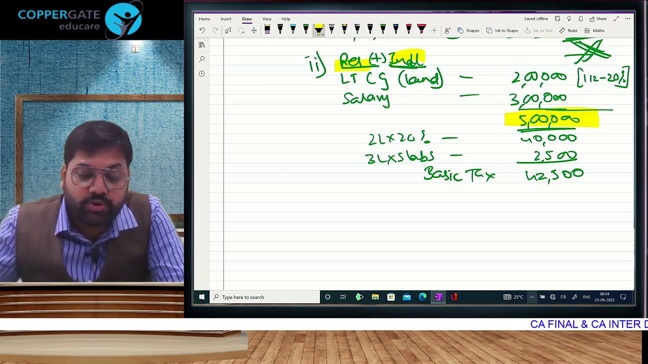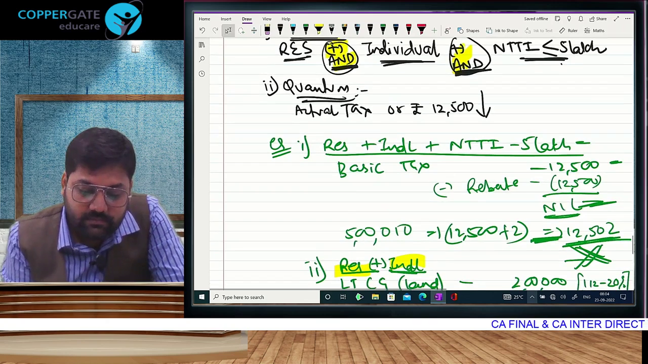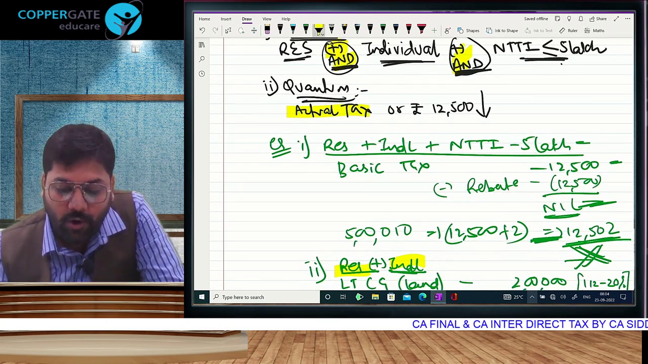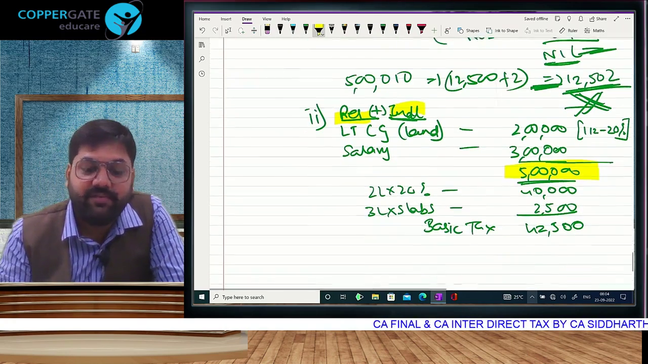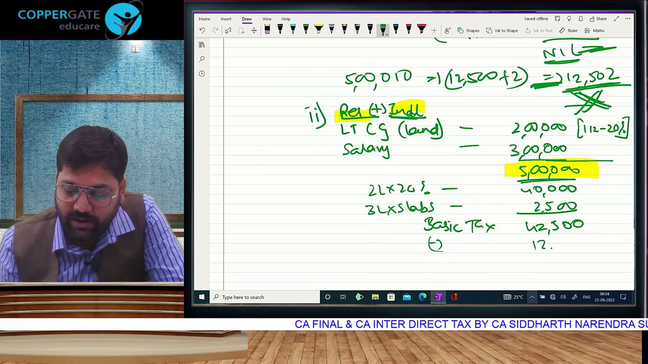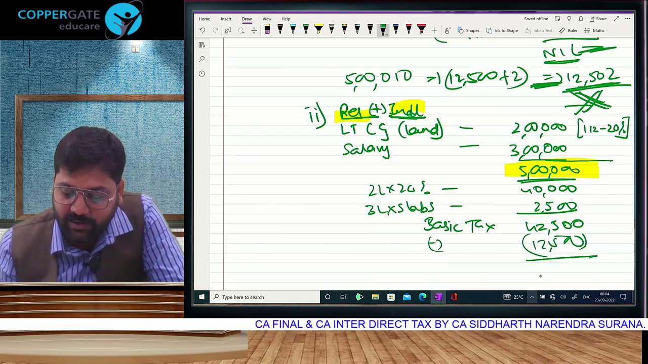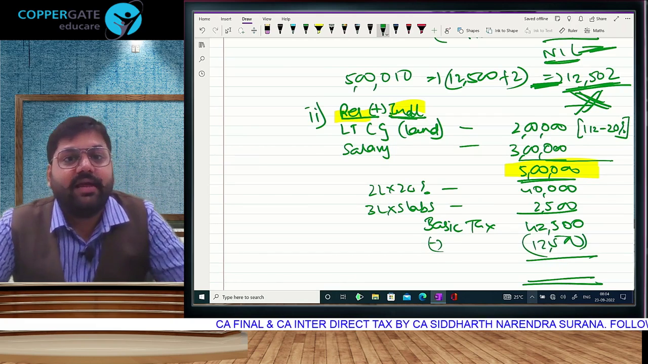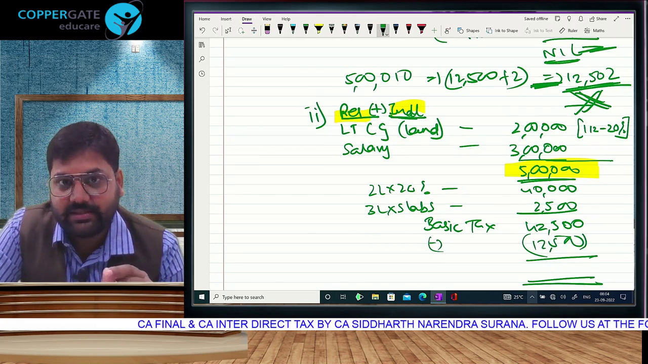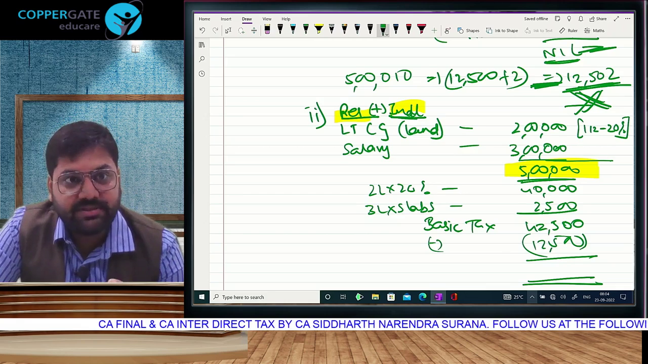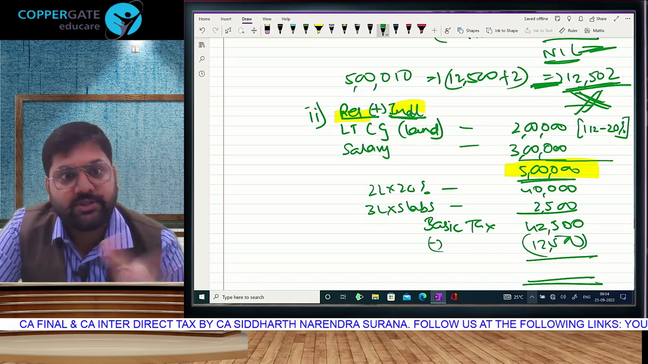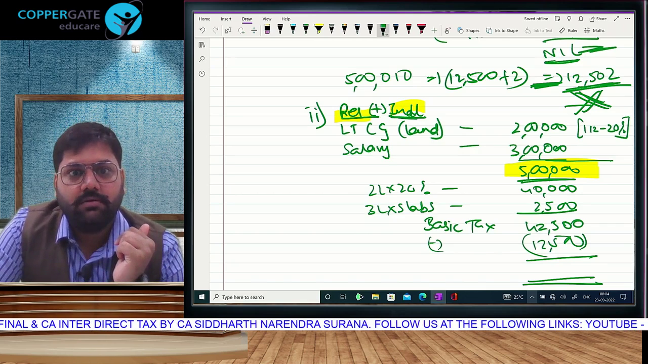Now check, what is the actual tax? 42,500 or 12,500, whichever is lower. Here you will get only 12,500 ka rebate and the balance will become your tax liability. Yes, I do agree, mitro, that till 5 lakhs, according to slabs, tax will never be more than 12,500. And thus actual tax only will become rebate.